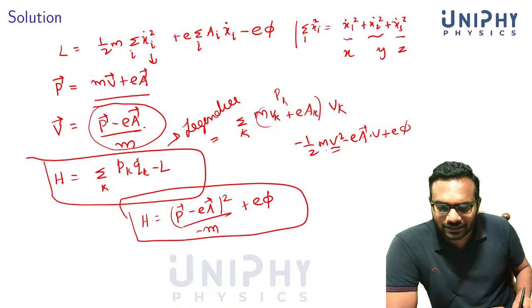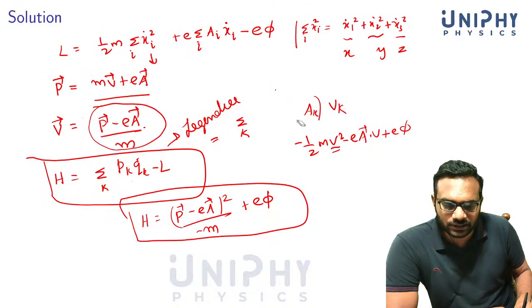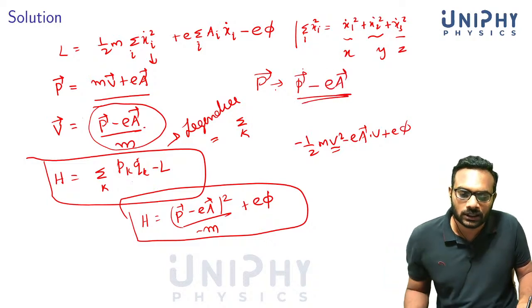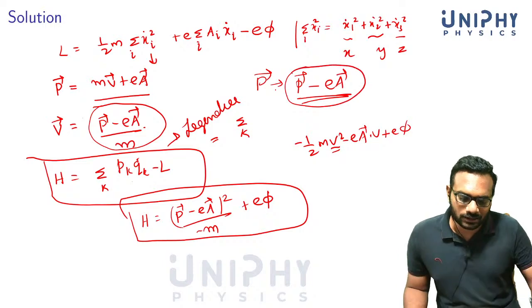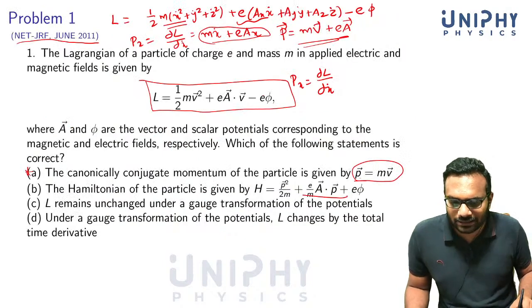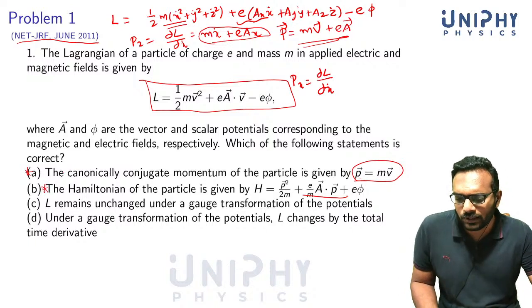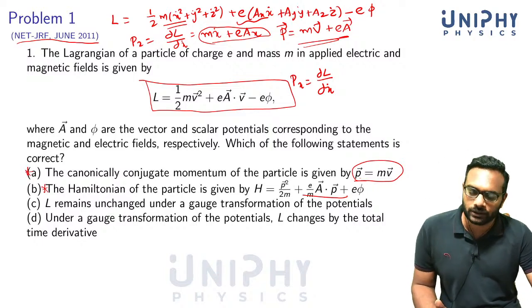Now this can be done by what's known as a minimal substitution. In minimal substitution, wherever this p appears, you will substitute it as p minus eA vector. So this should appear in the expression for the Hamiltonian. So this answer is also wrong. We know that this is not the correct answer. We already know it from our lectures.